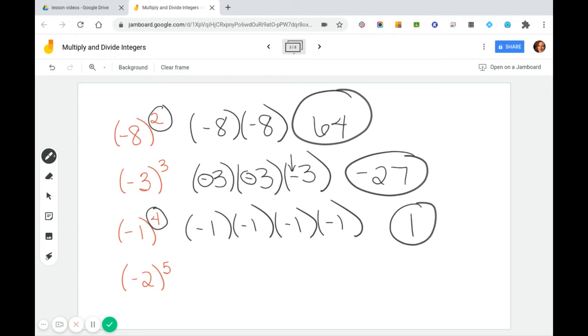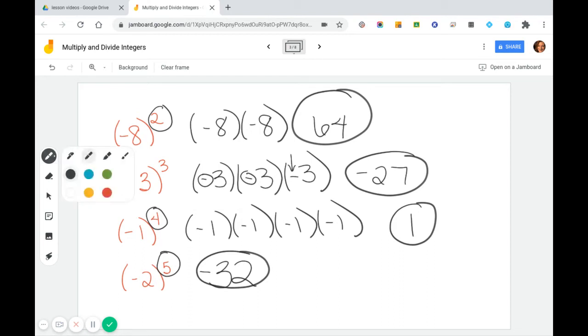Negative 2 to the fifth. If you do 2 to the fifth, 2 times 2 is 4, times 2 is 8, times 2 is 16, times 2 is 32. I have an odd number, so I'm going to have somebody left over without a partner, so it's a negative 32.